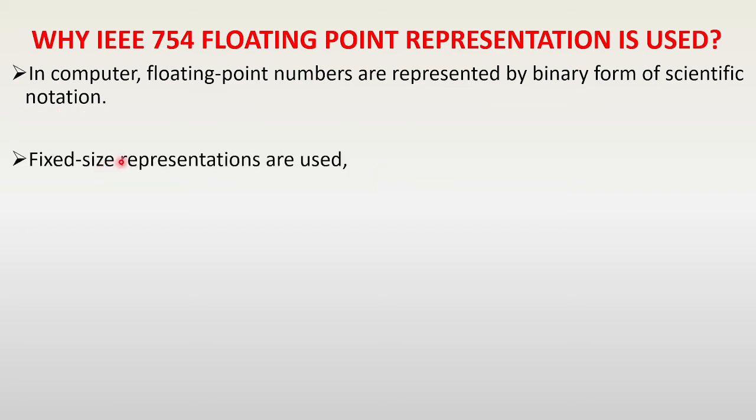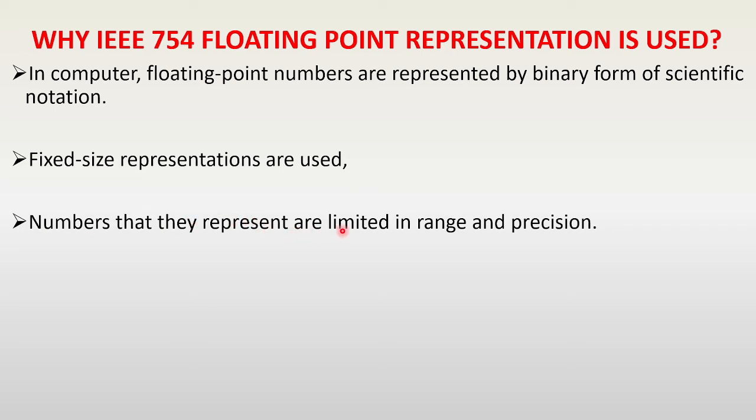So when you convert a floating point number into the binary form of scientific notation, fixed size representations are used. Inside the computer, every number gets converted to binary, whether it is an integer or a floating point number. So one representation is scientific notation. Before IEEE 754, a normal scientific notation was used, but it was a fixed size representation, and the numbers that were represented were limited in range and precision. You cannot go beyond a certain range and precision.